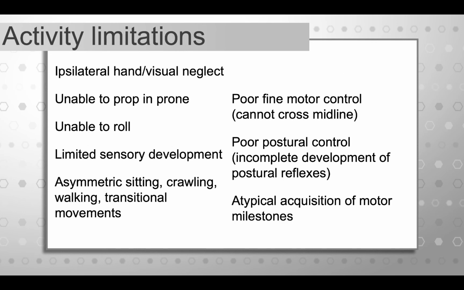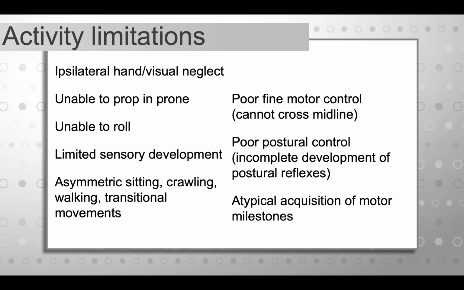So looking at activity limitations, what we often can see is ipsilateral hand and visual neglect. So again, if I'm always oriented to that side, that can impact my ability to pay attention to the other side. Inability to prop up nicely in prone, difficulty learning to roll. Limited sensory development, really, because I'm not able to explore my environment. Maybe this is limiting my ability to bring my hands to my mouth and put toys in my mouth and really explore my environment.